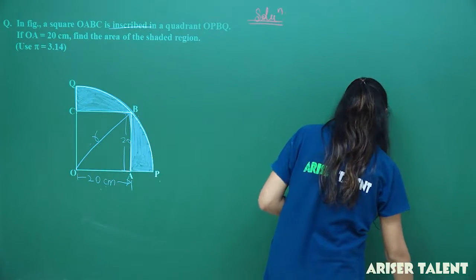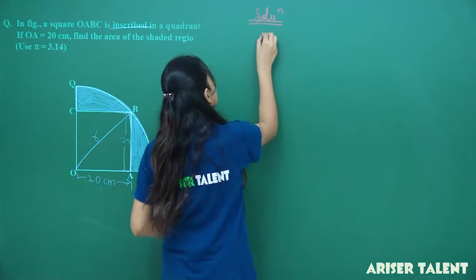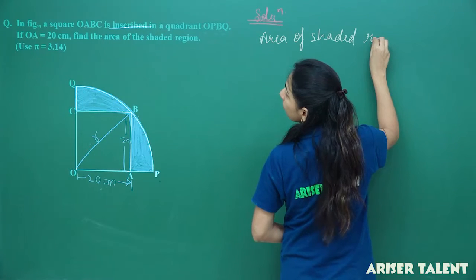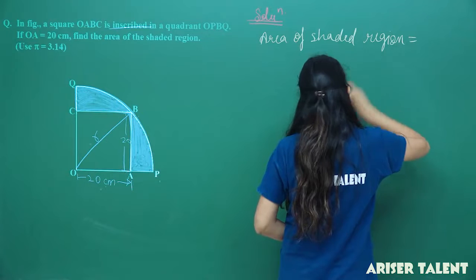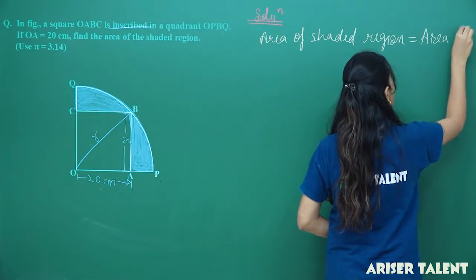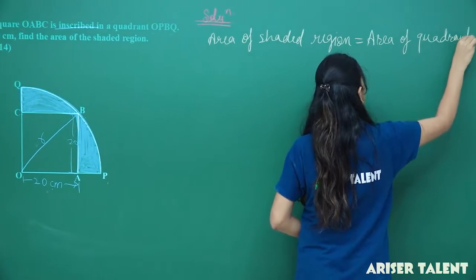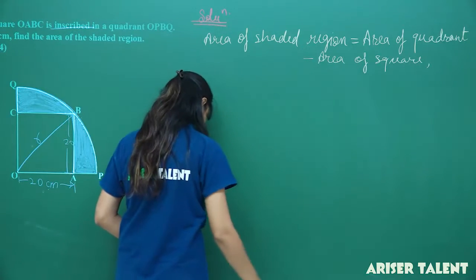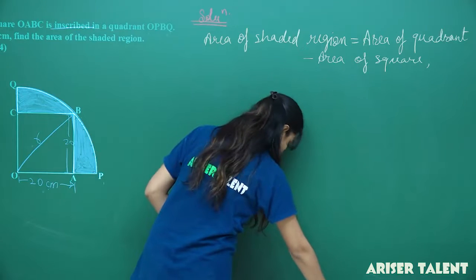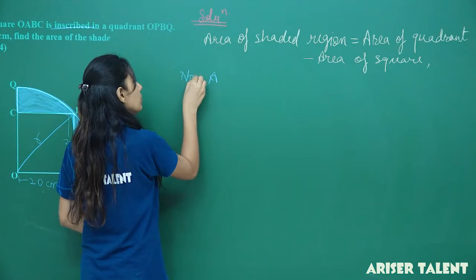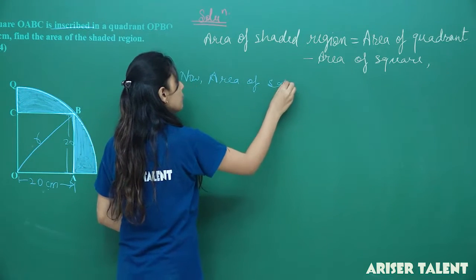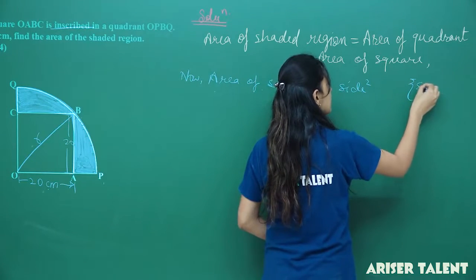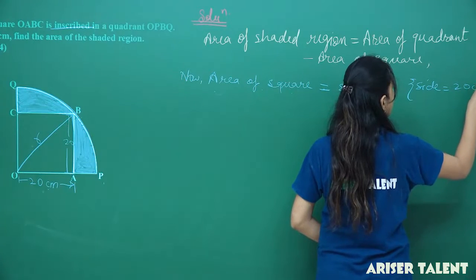So look carefully, the solution part. For this question I have the solution part. Here, area of shaded region equals area of quadrant minus area of square. Now first I'll take the area of square, which equals side square, side equals 20 centimeters, and it's given.